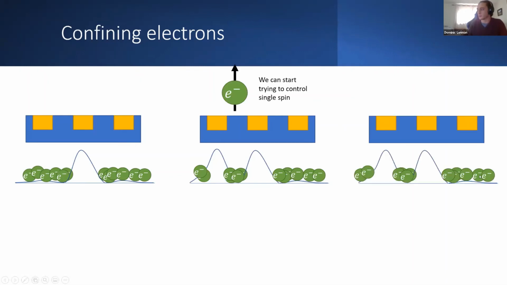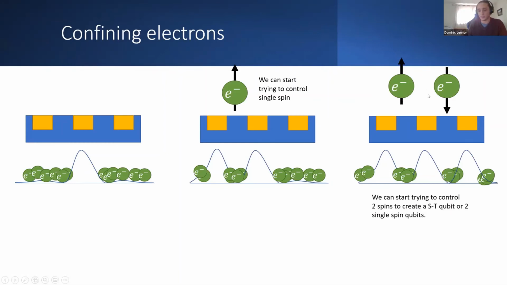And once more, we can do this again, and we can form two isolated puddles, and they are very close to each other, so we can make sure they're tunnel coupled. So we can play with two single spin qubits, or we can form a single triplet qubit.